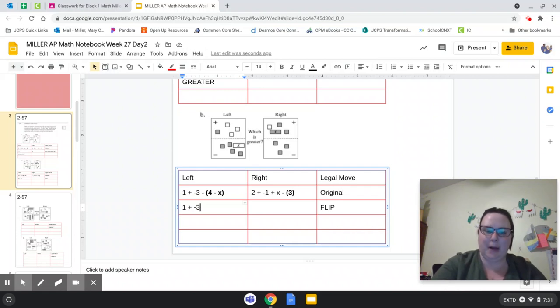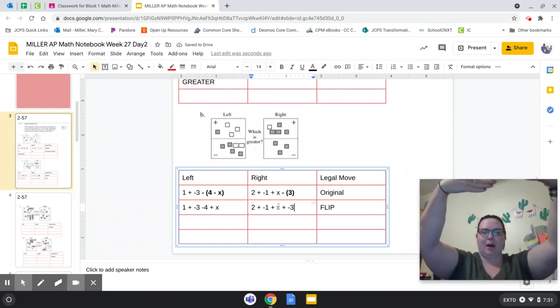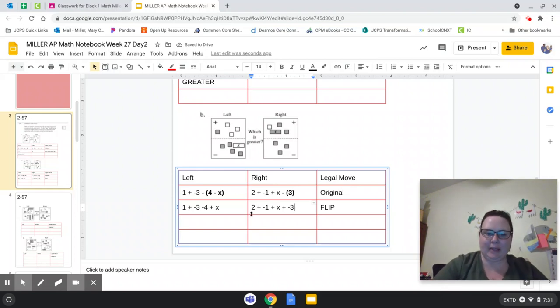So the opposite of +4 is going to become -4. Then the opposite of -x is going to be +x. Then on the right, after I did my flip and I did the opposite of positive 3, everything else is staying the same, plus -1 plus x minus 3 or plus a -3, okay? Because when I flipped it up to the top, they become 3 more negatives.